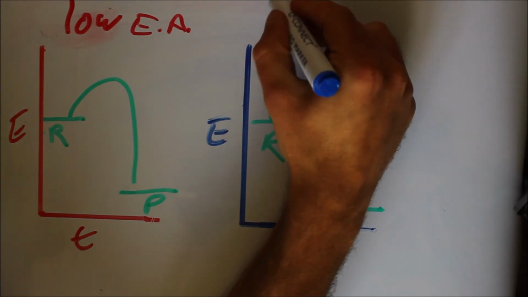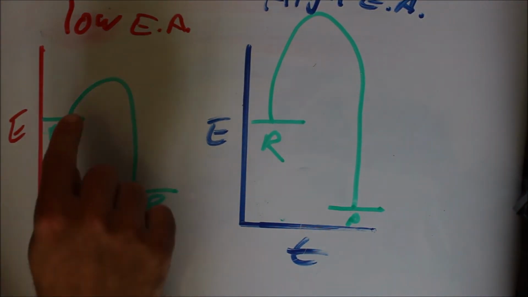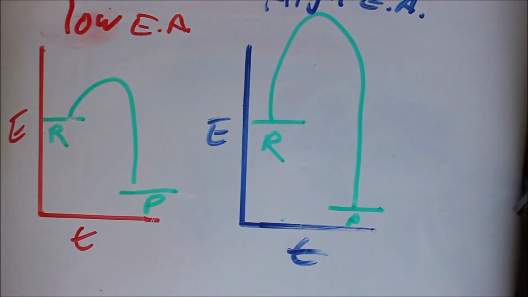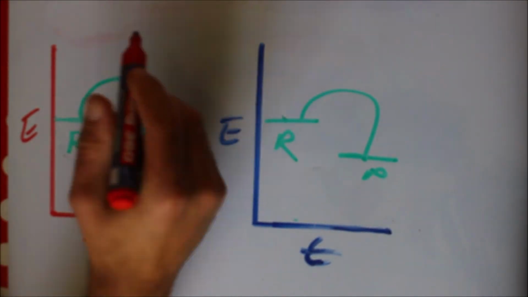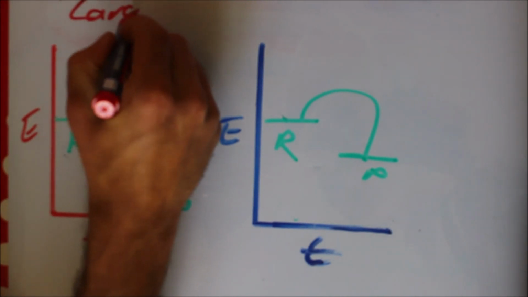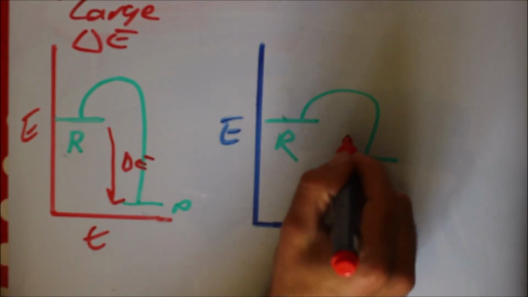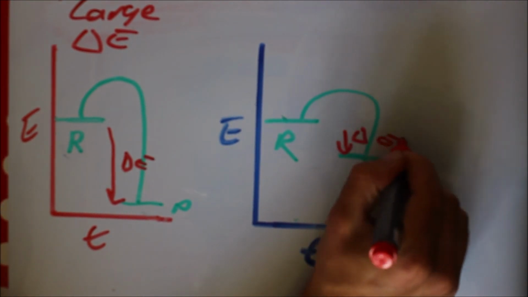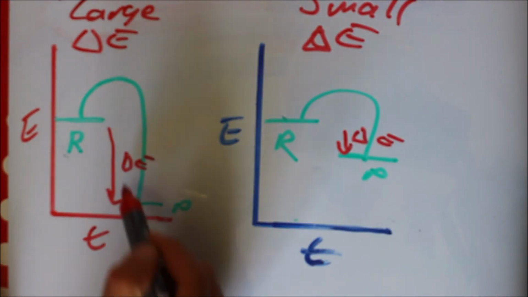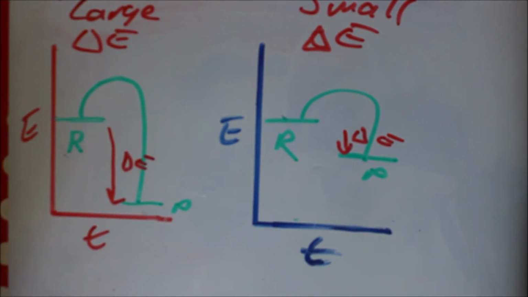So here is my low activation energy and here is my high activation energy. We can see the difference is the size of the hill, as it were. For the low activation energy, a small hill. For the large activation energy, a big hill. We can also see in this example that we have a large value for the change in energy, so this would be something very exothermic, giving out a lot of heat. And here we have a smaller change in energy. We can see that by the relative heights of the reactants and the products. The greater the distance, the more the change in the energy.